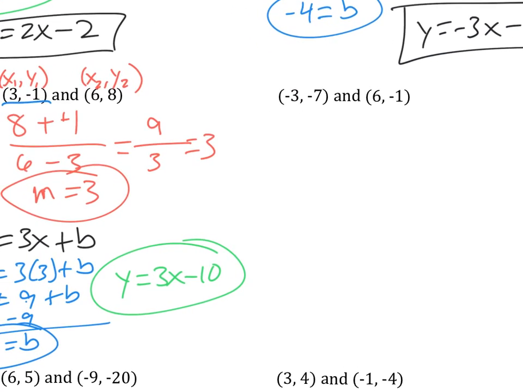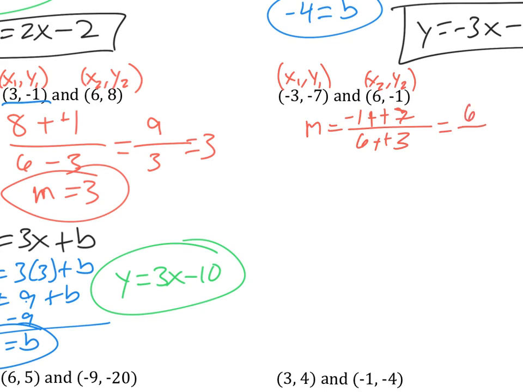Okay. Here we want to look at another example. Again, I'll label x1, y1, and x2, y2. You should be doing this along with me, labeling everything so that we can keep track of it. So our slope will be y2, negative 1, minus y1, negative 7, over x2, 6, minus x1, negative 3. Subtracting a negative is the same as adding, so I'll change that. We get negative 1 plus 7 is 6, over 6 plus 3, which is 9.